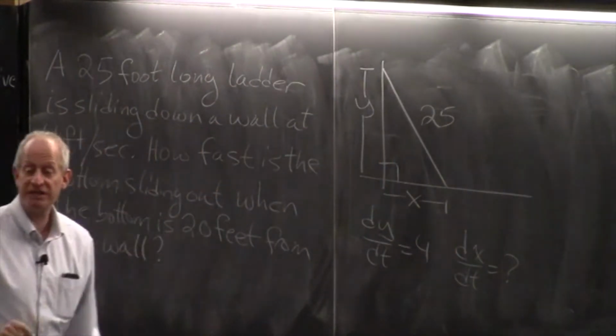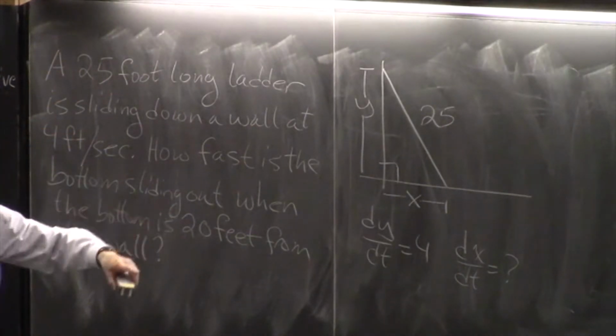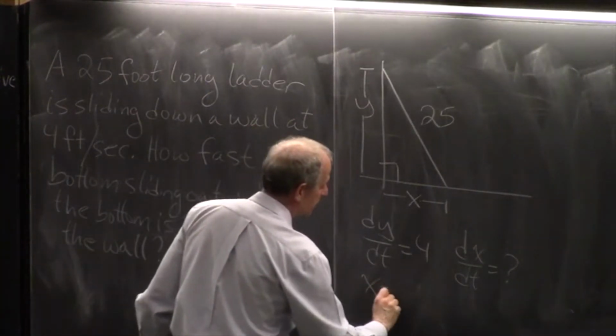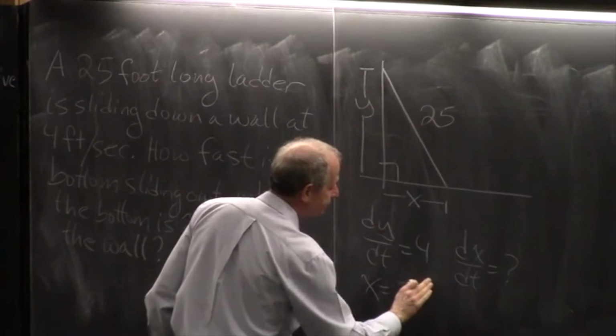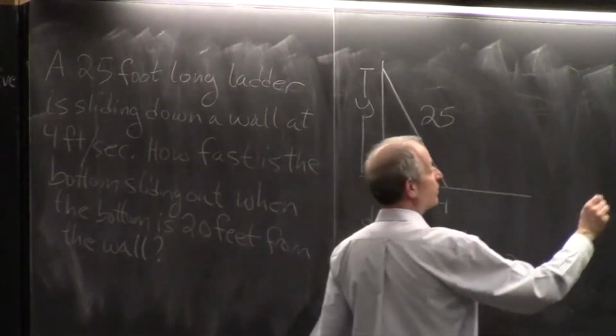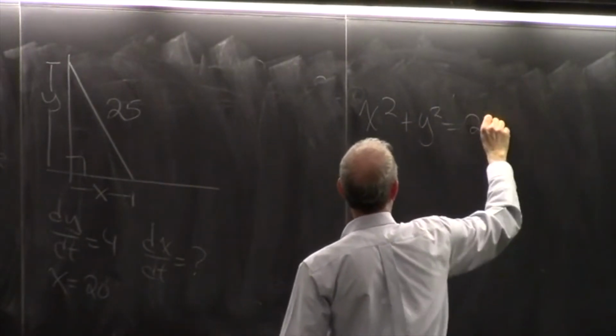By the way, I'm giving you points for setting up and putting down what you're looking for. I think that's worth at least a point. How fast is the bottom sliding out? So how fast is x changing when x is 20? Okay, do we know a relationship between x and y? We do. x squared plus y squared is 25 squared.